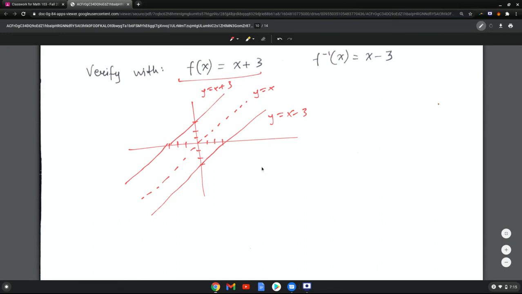Ending this video here, and we're going to combine the two topics of exponential functions with inverse functions to end this week's video.